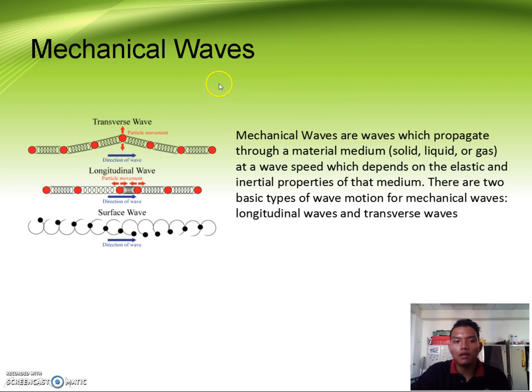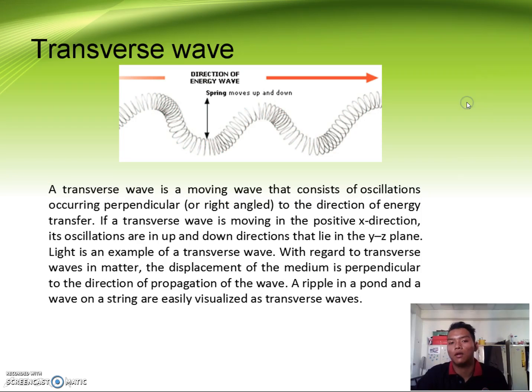Second is the mechanical wave. Mechanical waves are waves which propagate through a material medium, whether solid, liquid, or gas, at a wave speed which depends on the elastic and inertial properties of the medium. There are two basic types of wave motion for mechanical waves: longitudinal wave and transverse wave.